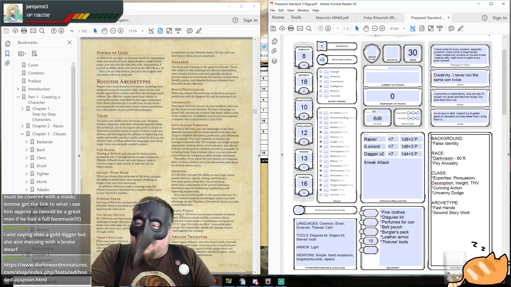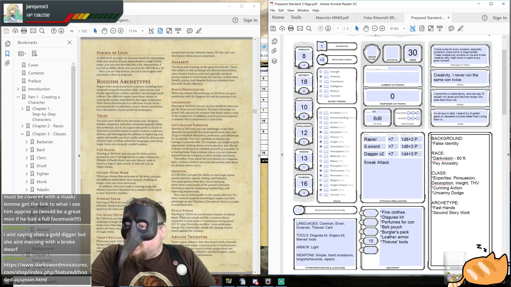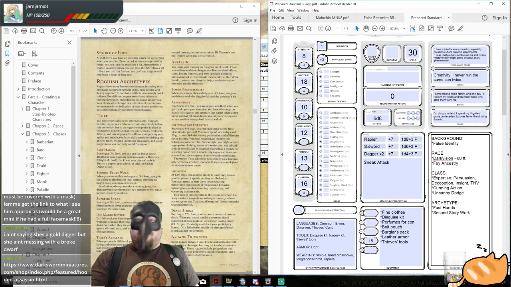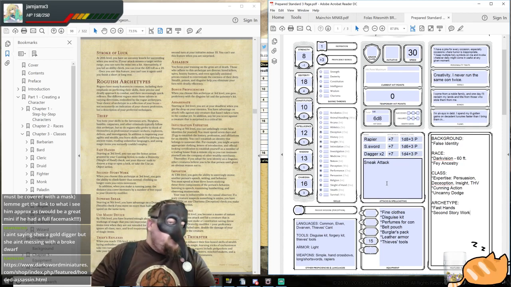Yeah, she's not messing with a broke dwarf, nor a broke Duergar. Cool, Bubonic. I hope that you and Ro can work something out. What else do we have?